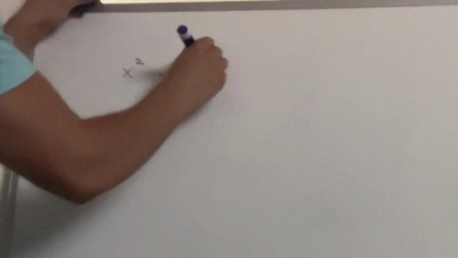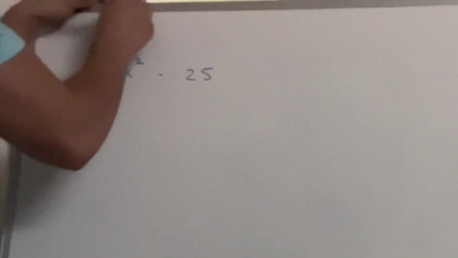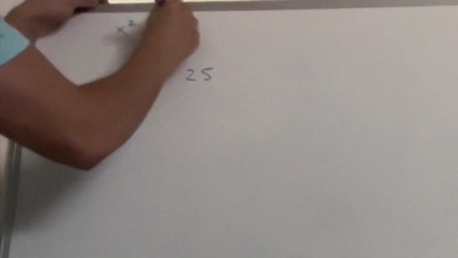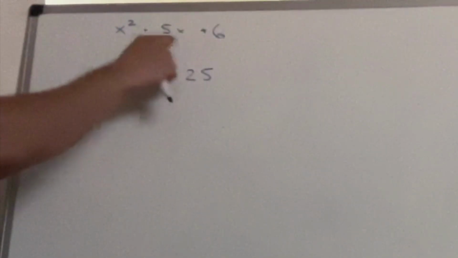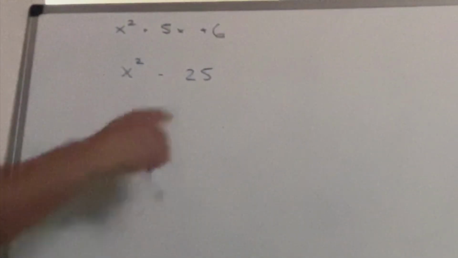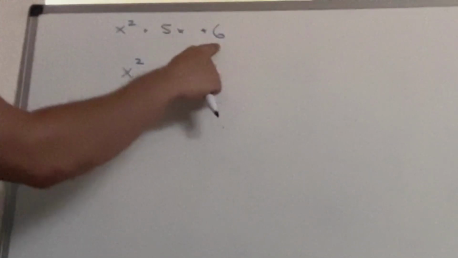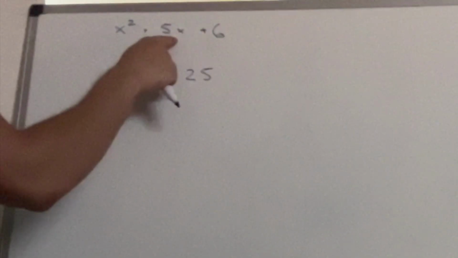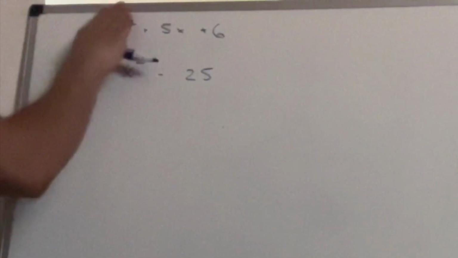Had x squared, let's say minus 25, right? And if we look back at the other one, it's x squared plus 5x plus 6. So the back number is this one, the middle one's that one. But which one's the back on this one and which one's the middle? Well, the back number is always the one without the variable with it. So this is just 6 by itself. The middle one is always the one with the variable to the power of 1, right? So ignore the front.